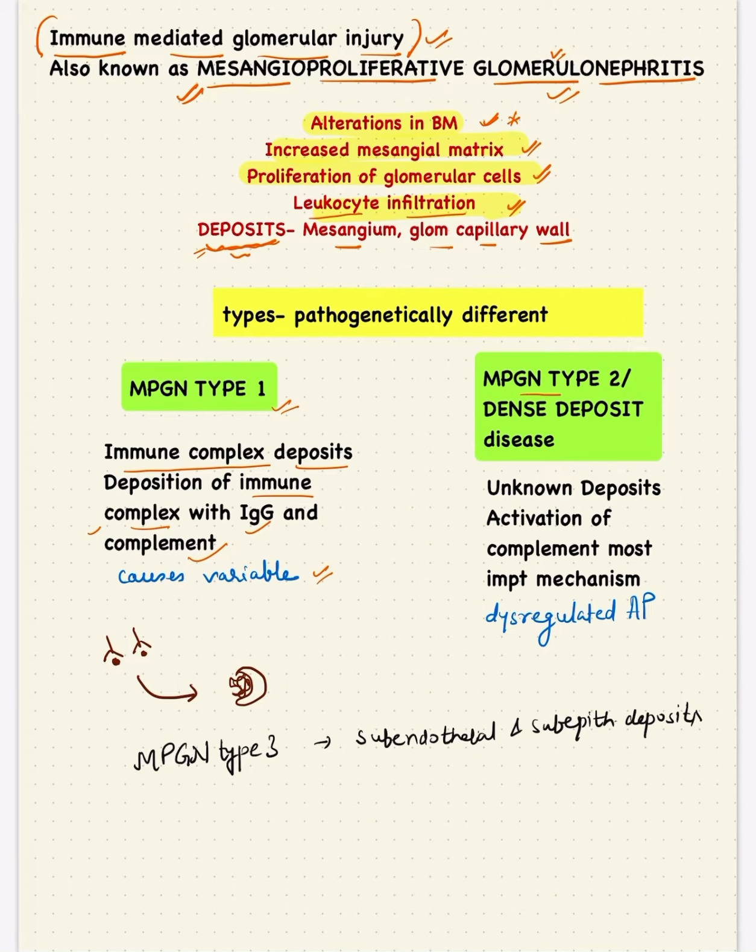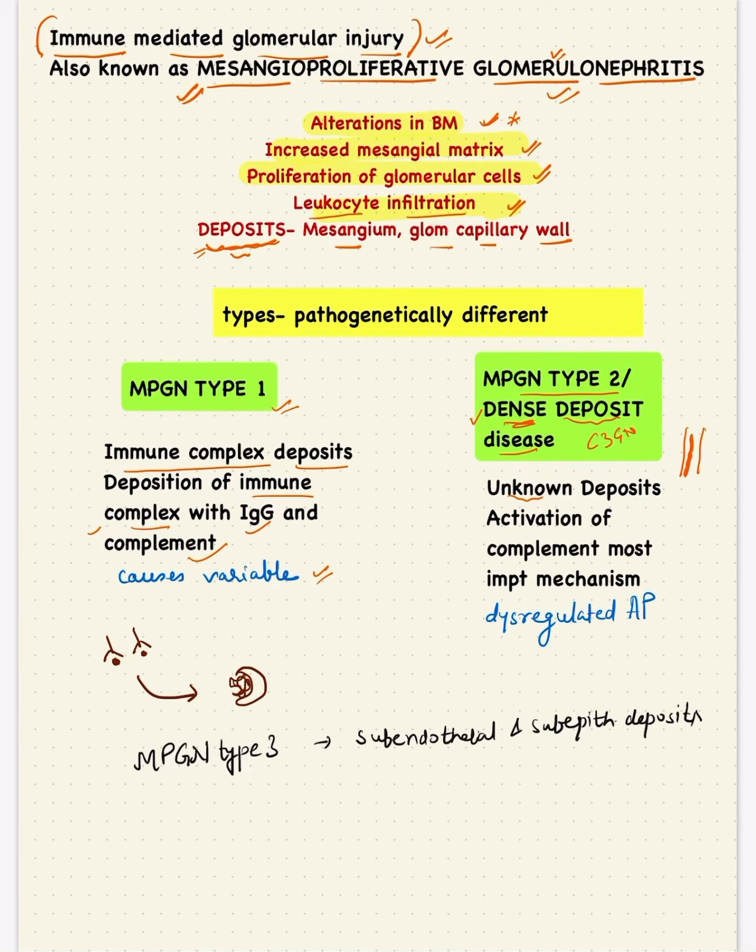And second is MPGN type 2. Earlier it was called MPGN type 2, and presently it is called dense deposit disease. Another name is the C3 glomerulopathies, and the diseases that come under C3 glomerulopathies are dense deposit disease and C3 glomerulonephritis. In dense deposit disease, it is called so because there are electron dense deposits which are seen in the basement membrane, and these are very electron dense and their composition is unknown. So still the research is ongoing to find out the nature of these deposits.